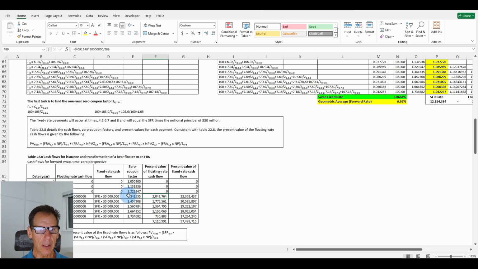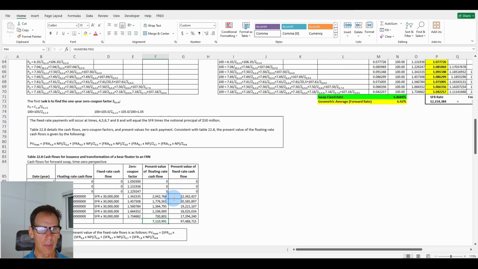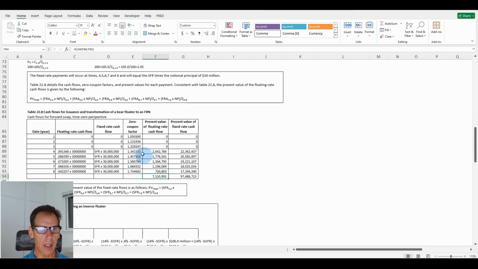That would be the zero. And then the present value of the cash flow would be that 30 million divided by this number here, E89, by the zero coupon factor, right? And then the numbers, all right? So these numbers should match up between this series up here and then between this formula and that formula.